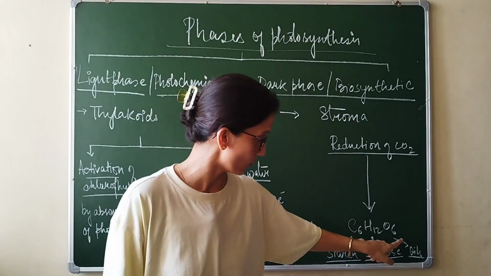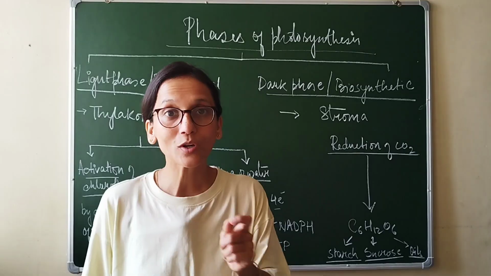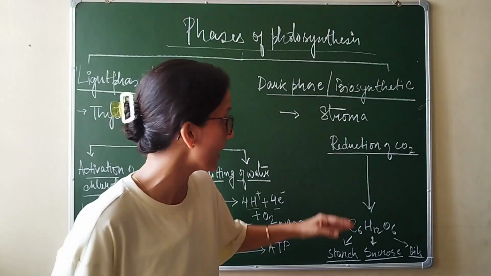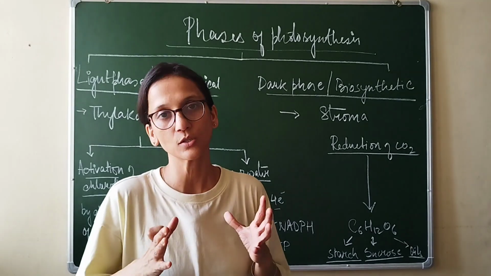ग्लूकोज के पास कार्बन है, ऑक्सीजन है. What is extra that it has? Hydrogen. That means when you add hydrogen to carbon dioxide it gets reduced. So we are reducing carbon dioxide to produce the final product of photosynthesis which is glucose.